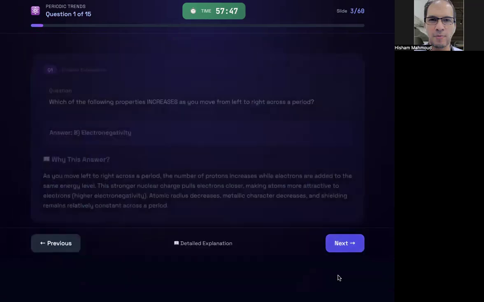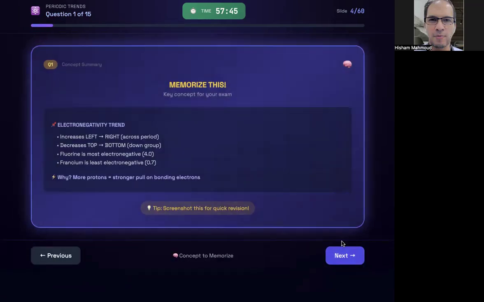So the concept summary is that electronegativity increases left to right across the period. It decreases from top to bottom down the group. Fluorine is the most electronegative element and francium is the least electronegative element. Why? More protons equal a stronger pull on bonding electrons. You can take a screenshot of this for quick revision if you wish.